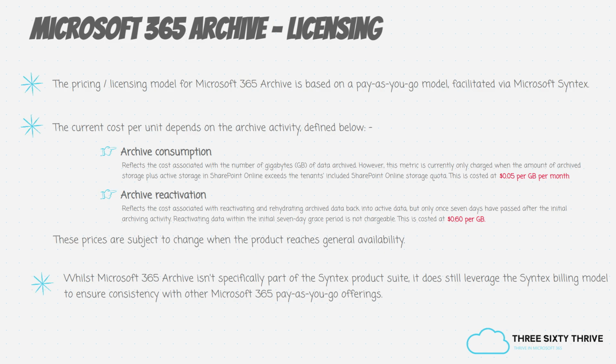Archive reactivation reflects the cost associated with reactivating and rehydrating archive data back into active data, but only once 7 days have passed after the initial archiving activity. Reactivating data within the initial 7-day grace period is not chargeable. This is costed at 60 cents per gigabyte, or if you're in the UK, this is around 48 pence. These prices are subject to change when the product reaches general availability. Whilst Microsoft 365 Archive isn't specifically part of the Syntex product suite, it does still leverage the Syntex billing model to ensure consistency with other Microsoft 365 pay-as-you-go offerings.